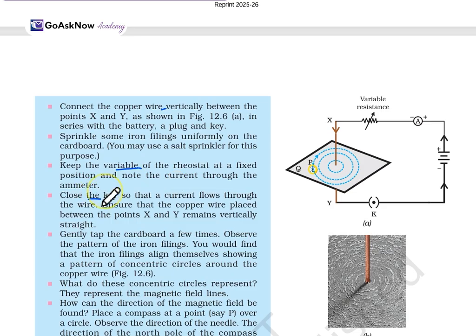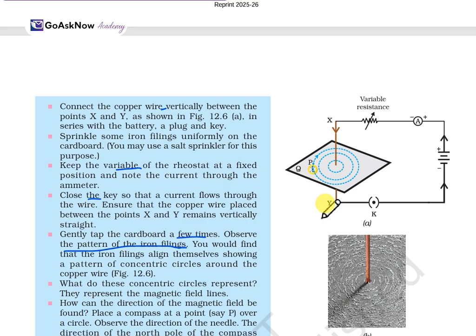Now close the key. When you close the key, the current starts flowing through the wire. Ensure that the copper wire placed between X and Y remains vertically straight. Now gently tap the cardboard a few times, and observe the pattern of the iron filings.